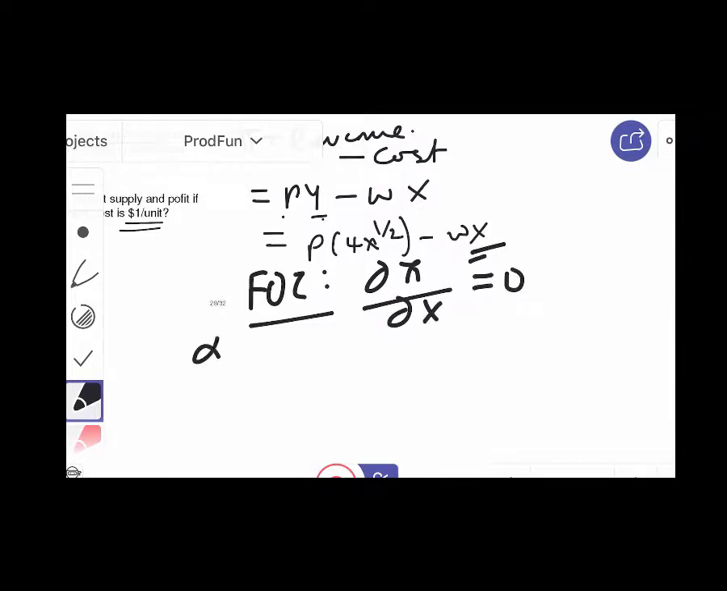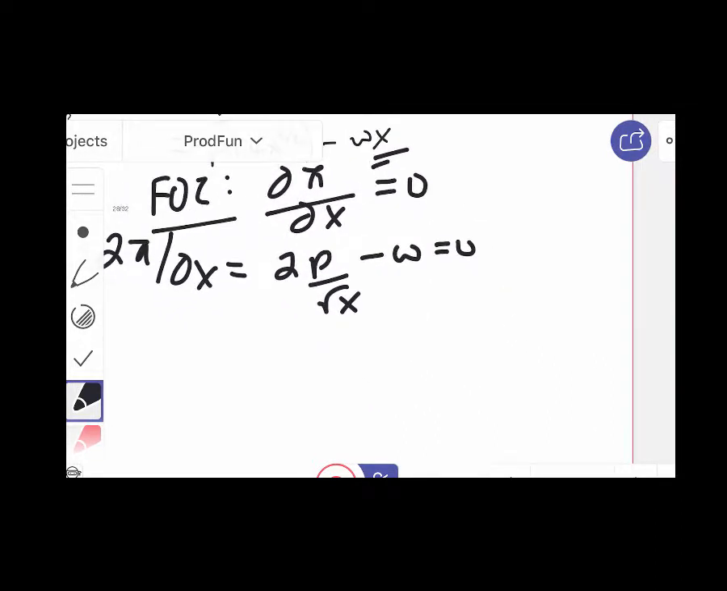But what is that derivative? That derivative is going to be, if I take the derivative of that formula, it's going to be 2 times P over square root of x minus W equals 0.